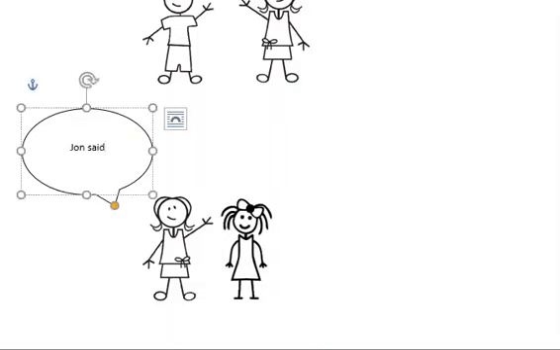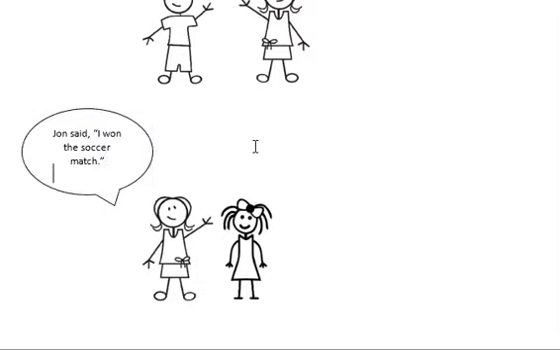John said, right, I won the soccer match. Can you see how in this example, Susie is not changing anything that John is saying? She's saying exactly what he says.